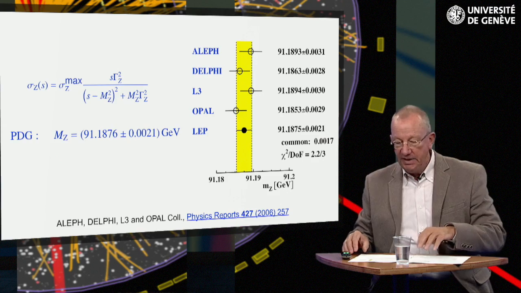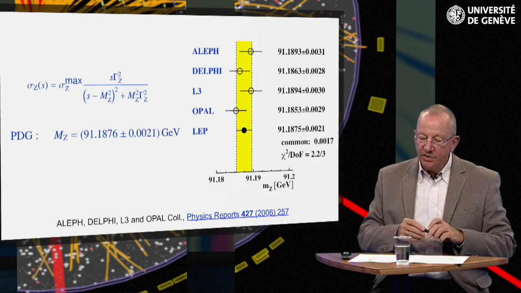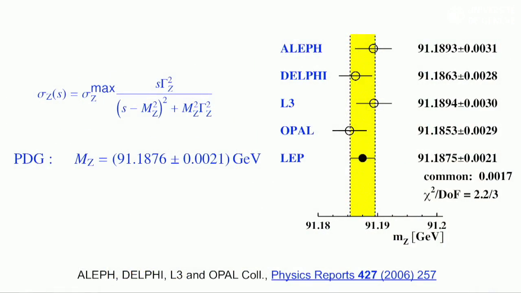The position of the peak determines the mass of the Z boson with high precision. Here we show the results of the 4 experiments at the CERN Large Electron-Positron Collider, LEP, the predecessor of the LHC. The mass determination by the resonance method is precise to 2 parts in 10 to the 5.